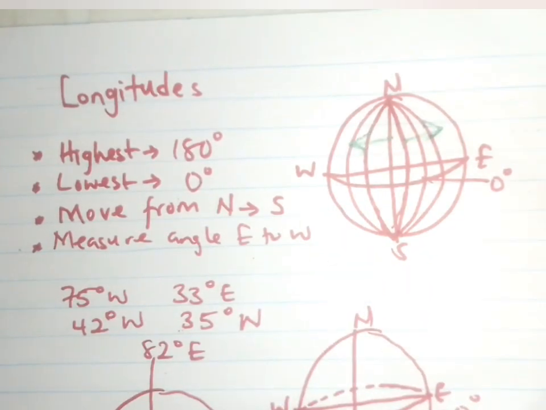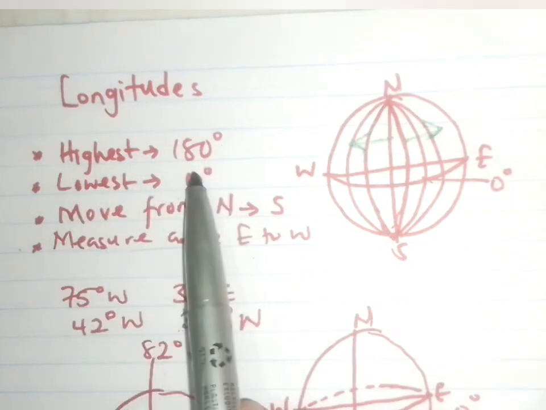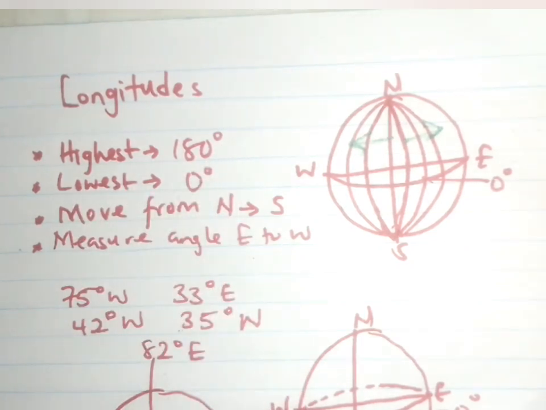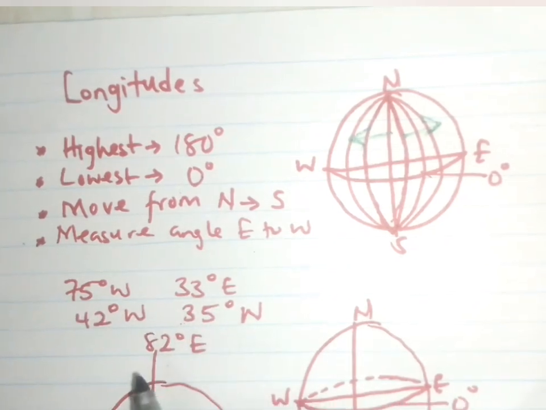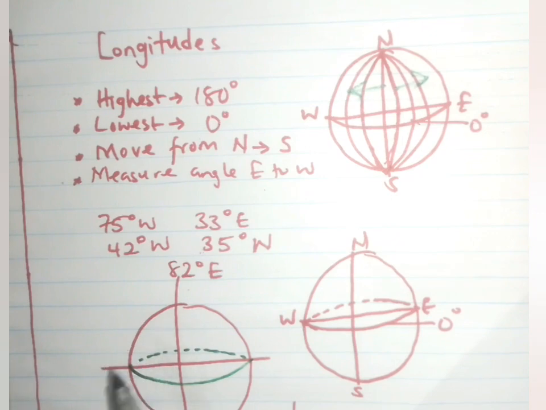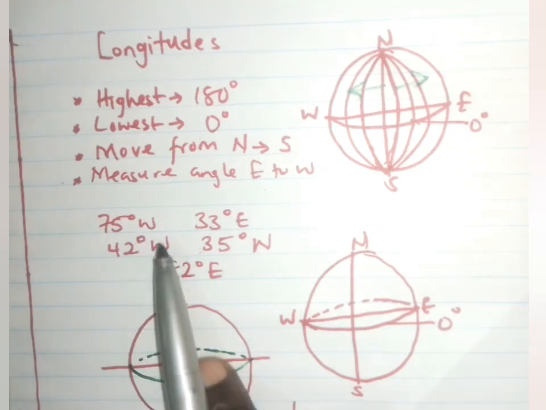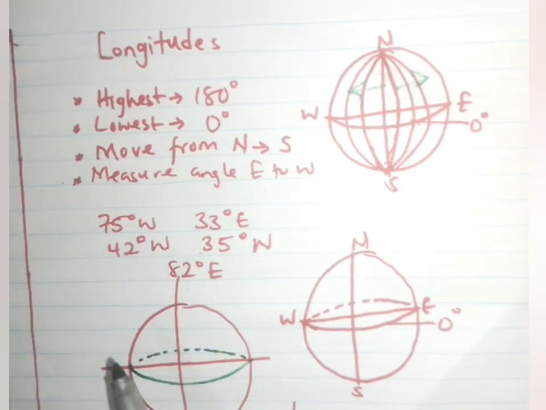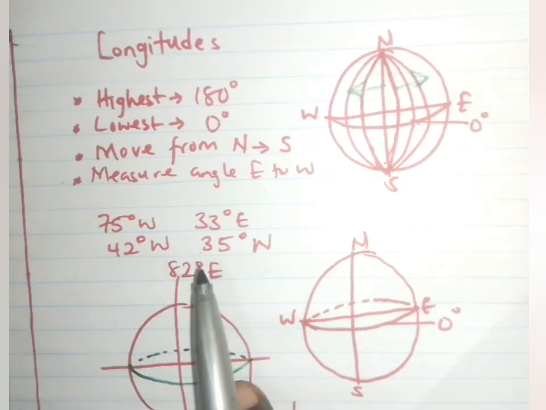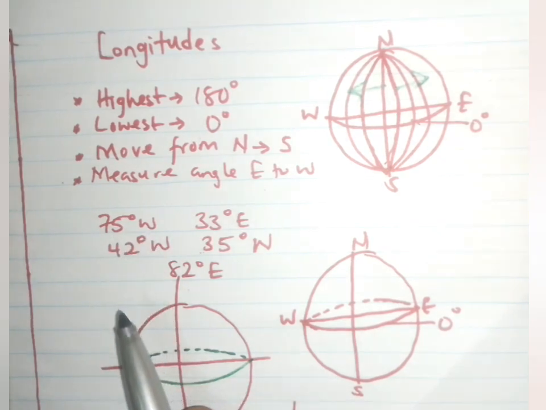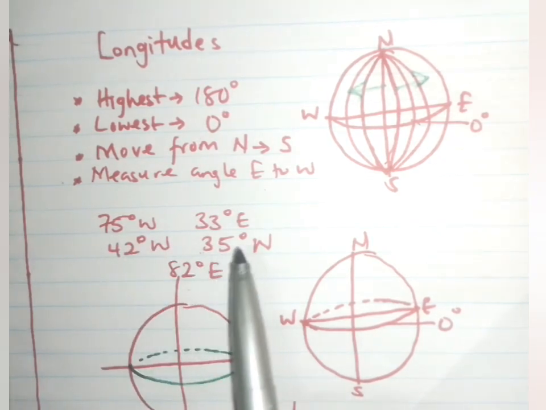Take note of that. The highest you can have is 180, the lowest is 0 degrees, and they move from north to south, that's from top to bottom. Very important. These numbers here are examples of longitudes. With longitudes, you always have east or west beside an angular value. So if you see 75 degrees with west or east beside it, that is what you call a longitude. But if it's north or south, you call it latitude. So 75 degrees west is a longitude, and 35 degrees west is a longitude.